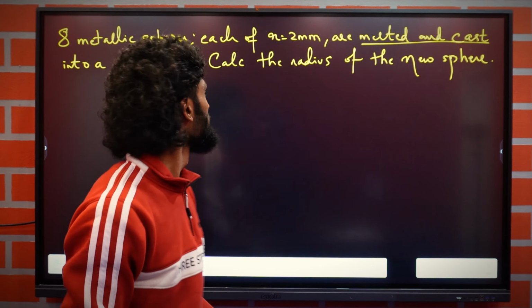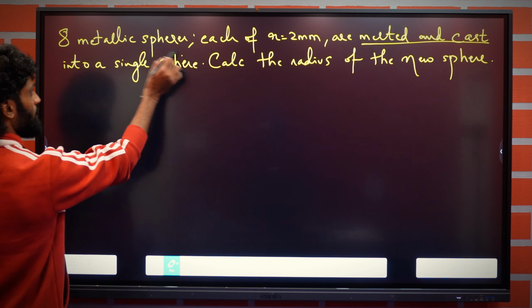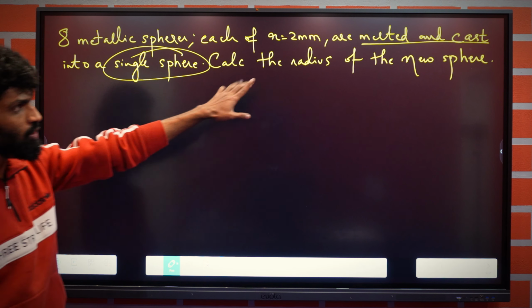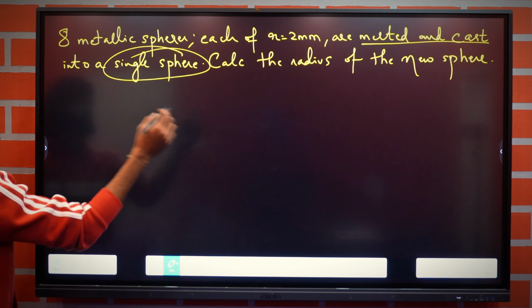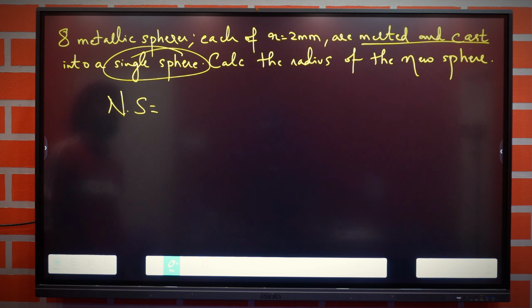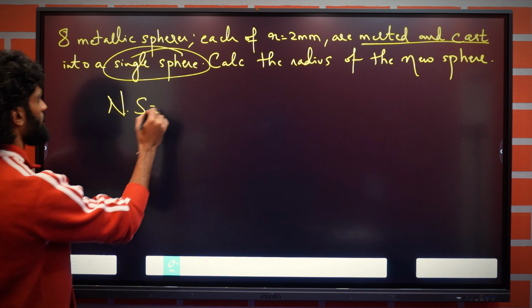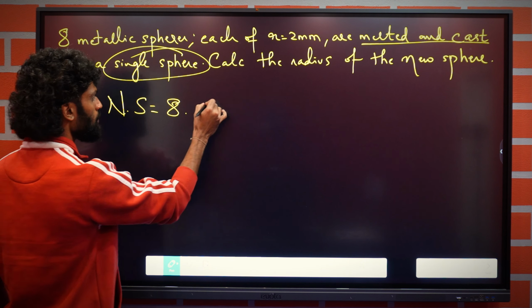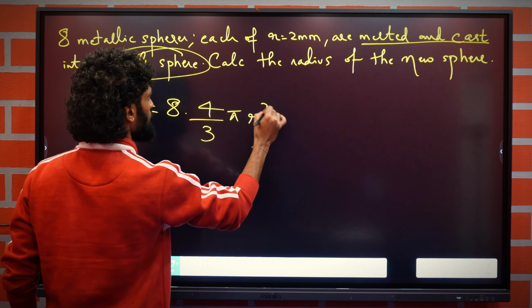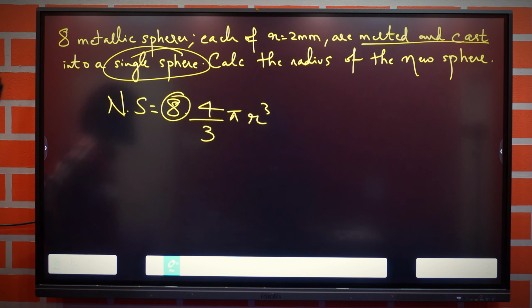So let's begin. Into a single sphere, 8 metallic spheres. Calculate the radius of the new sphere. Very simple. The new sphere will be equal to 8 into 4 by 3 pi r cube. Why am I multiplying it by 8? Because they're telling me that in order to make a new sphere, I'm supposed to have 8 of them. That's the reason.